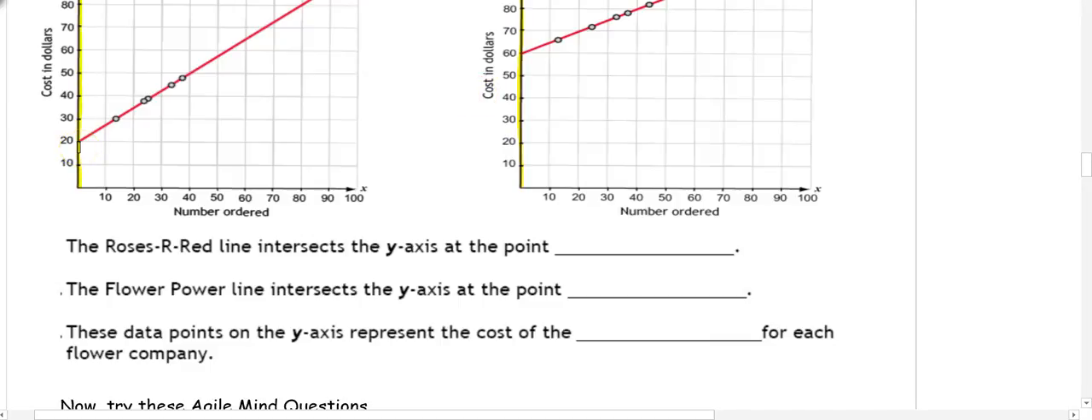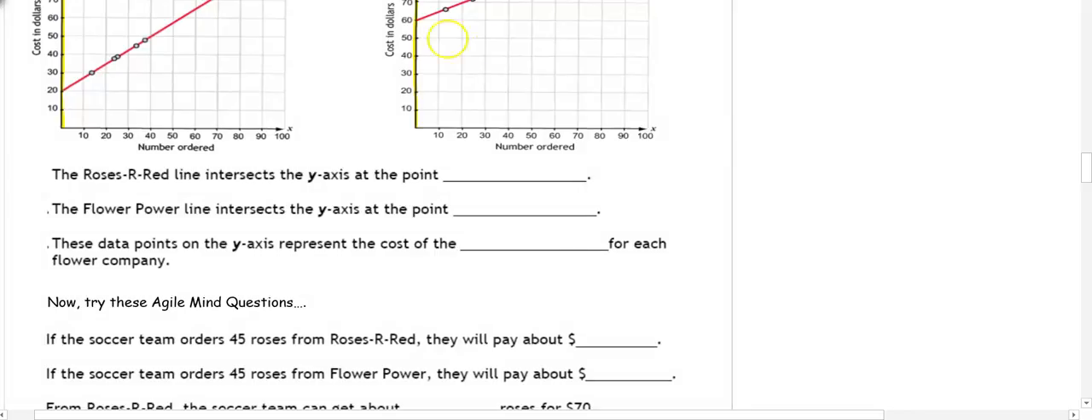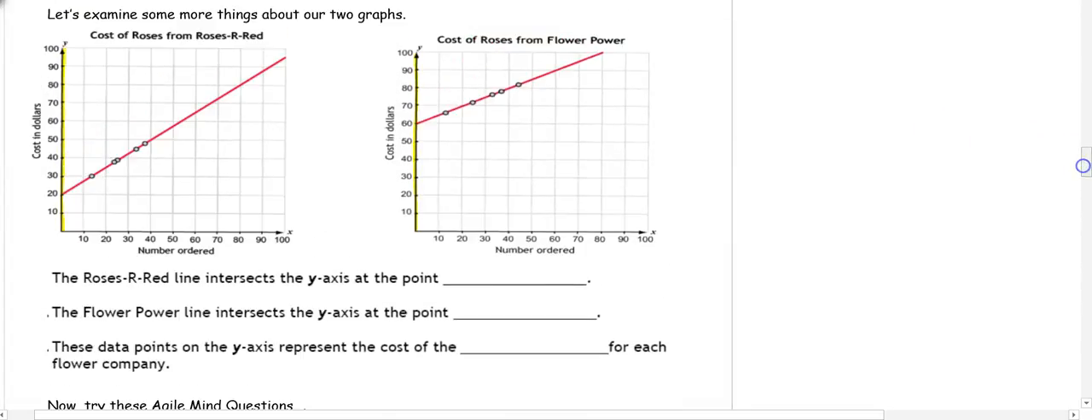So the Roses Are Red line, which is the one that's on the left, if I look at where it is intersecting on the y-axis, it's at $20. That's the point 0, 20. Flower Power, on the other hand, is higher up at 0, 60. So the reason that this is happening is, remember that this is our service charge for each company.